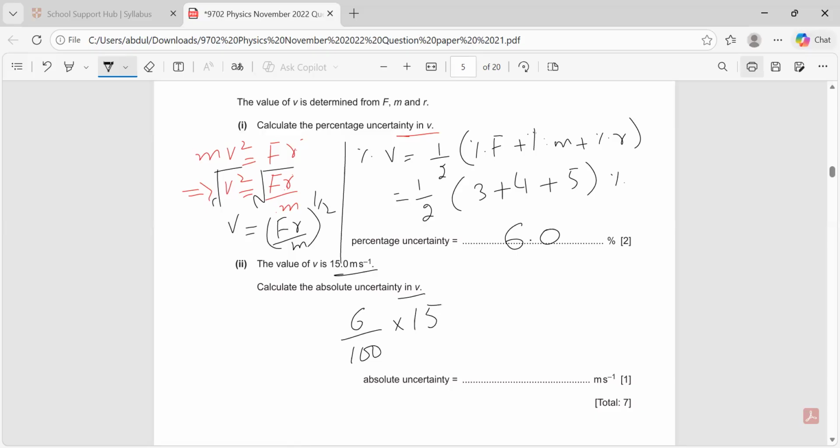As we simplify, 15 times 6 is 90, so the answer is 0.90, plus minus. Absolute uncertainty means it can be added. Plus minus means the answer can be for the value of v 15.9 or 14.1. So the answer is from 14.1 to 15.9. Got it? So this way, this is plus minus. That's why we are adding.